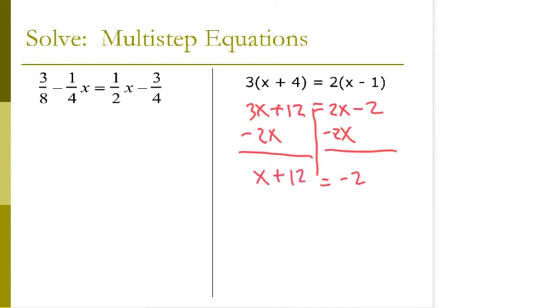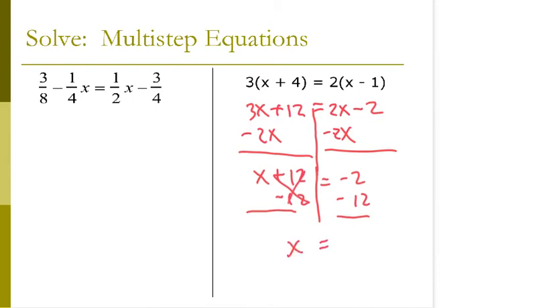and now we're going to solve this equation. The inverse of adding 12 is to subtract 12. So we subtract 12 from both sides of our equation, and we end up with x equals negative 14.